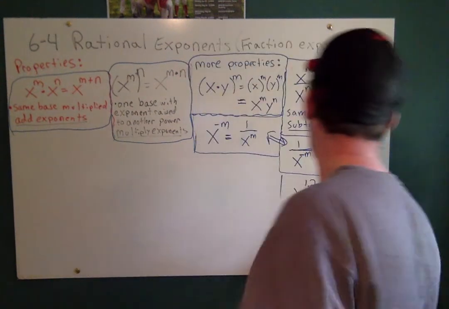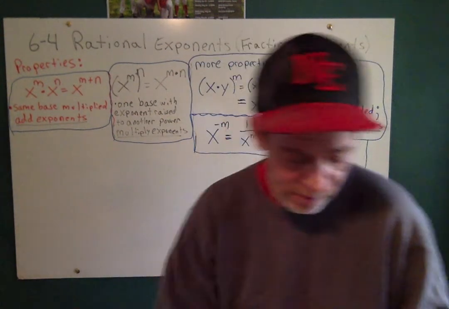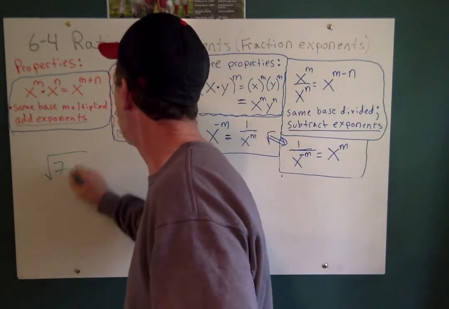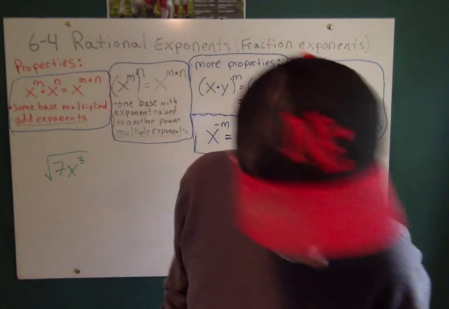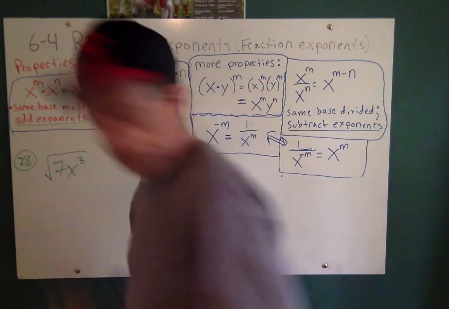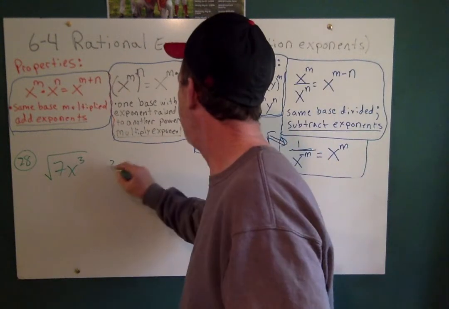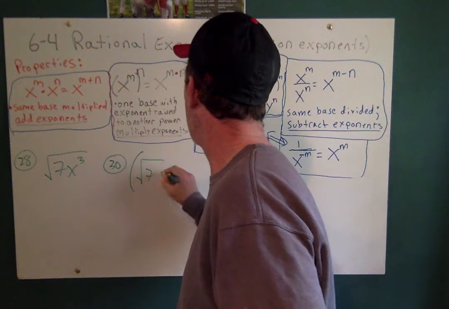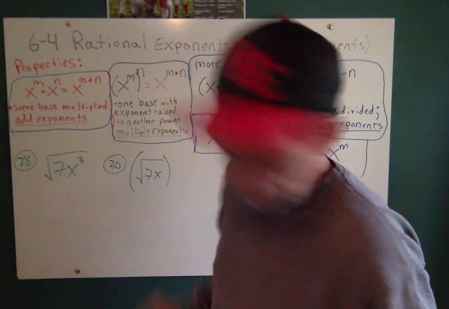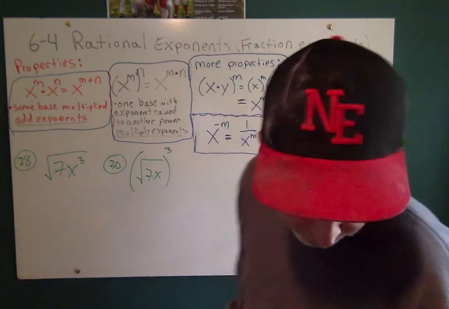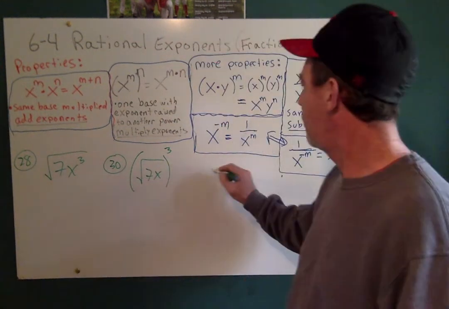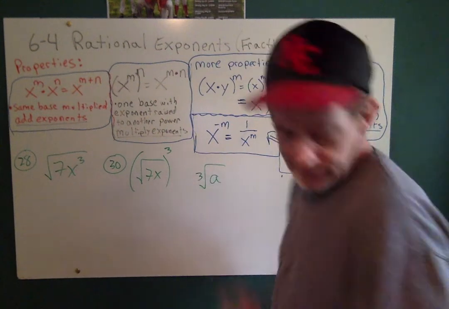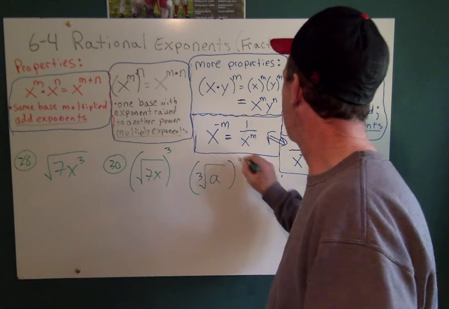And that set of problems is simply working that same procedure backwards. And we would have the square root of 7x to the 3rd. This would be number 28. The 30 would be the square root of 7x to the 3rd. Well, for space purposes, we'll just do one more in here. The 3rd root of a to the 2nd.